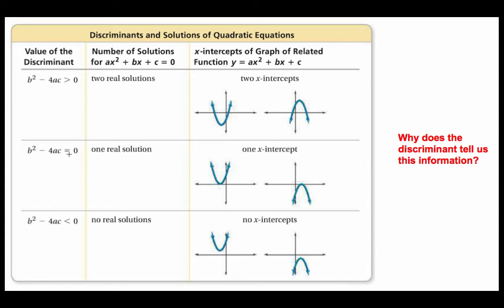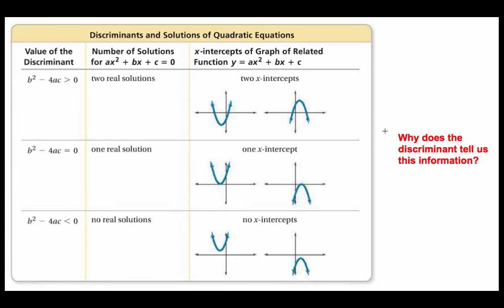Here you can see in this table the different situations. If there are two real solutions, we could have a parabola opening up that intersects the x-axis twice, or a parabola that opens down, intersecting the x-axis twice. If we have one real solution, the vertex is on the x-axis, whether it opens up or down. And if there are no real solutions, then the parabola does not intersect the x-axis at all, whether it opens up or down.